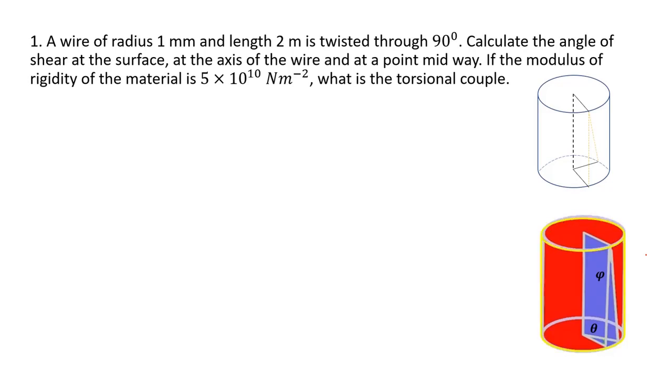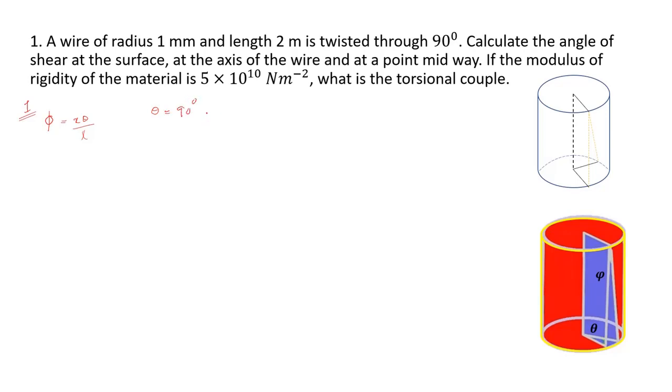One is at the surface. So, we have the equation for angle of shear, phi is equal to x theta by L. Let's find the angle of shear at the first point. We know that theta is always the same, that is 90 degrees. First of all, we need to convert this 90 degrees into radian. So, theta is equal to 90 degrees.